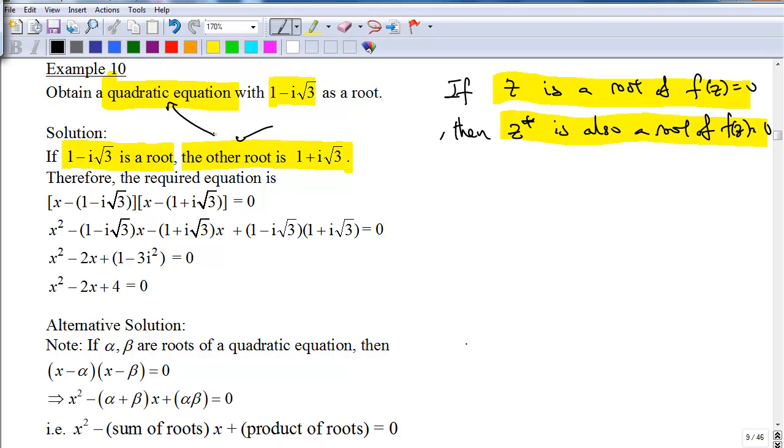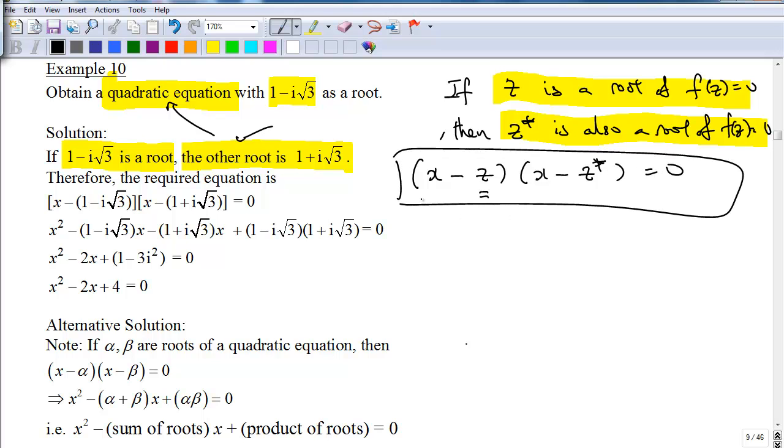So how do I form quadratic equations when I know the roots? Remember, x minus z, where z is the root, multiplied by x minus z conjugate equals 0 will be the equation I need. Alright, so that's why I can write this down straight away. And all that remains now is to multiply them out term by term. And quite easily, I'm sure you can see that this will be your answer.